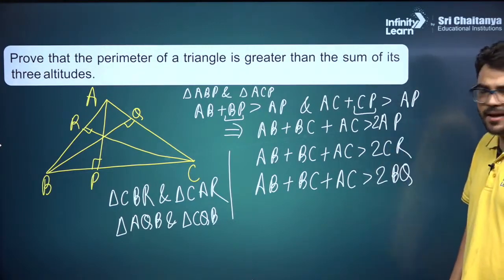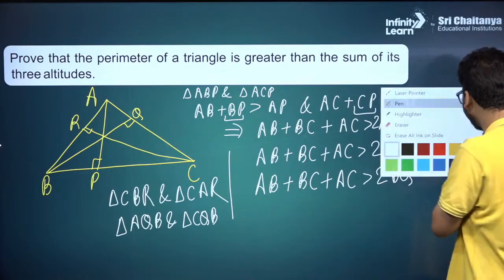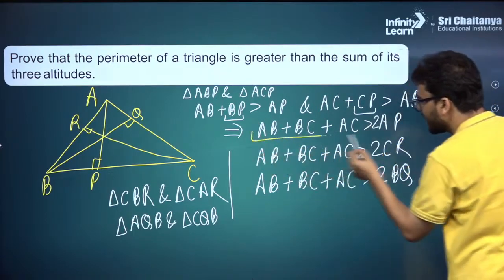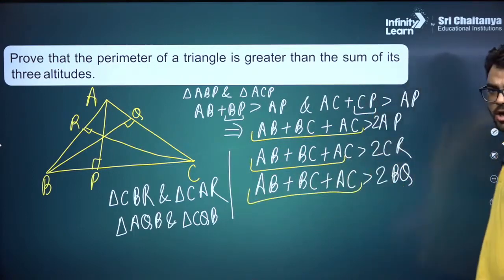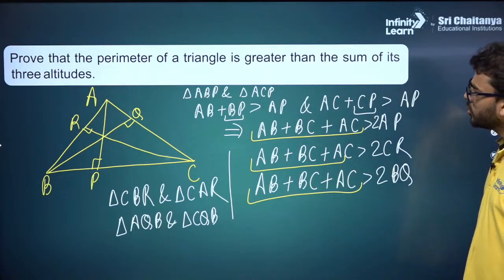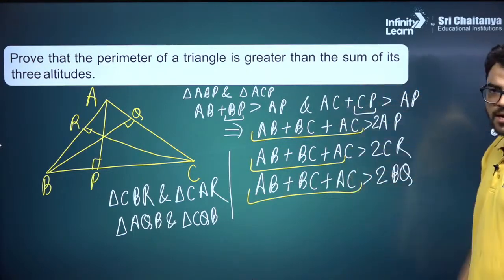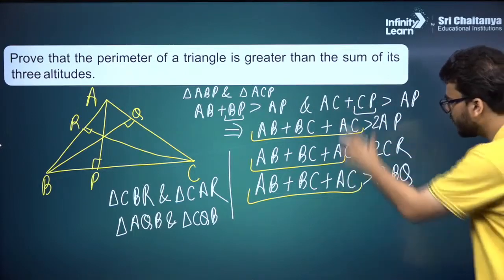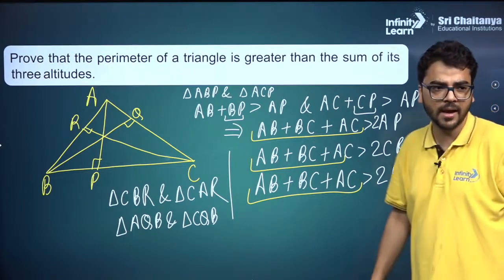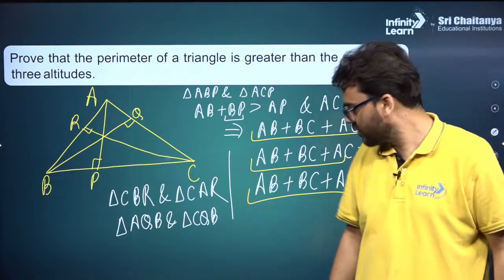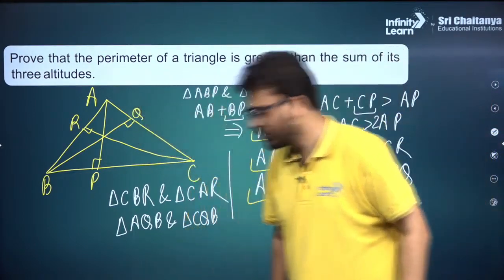Is this clear up till here? So you see, this is nothing but the perimeter. Got that logic up till here, guys? So the perimeter is greater than the sum of its 3 altitudes. Obviously if you add it up, you can do like that. I hope this is clear to every student up till here. Is it clear? Sorry for that, guys.